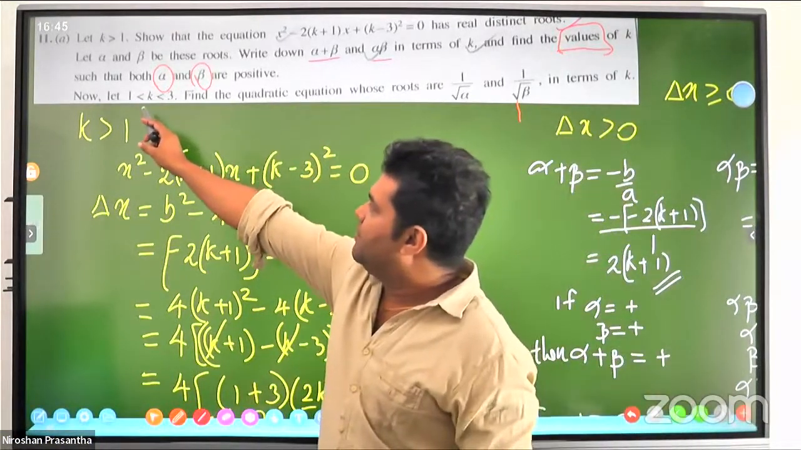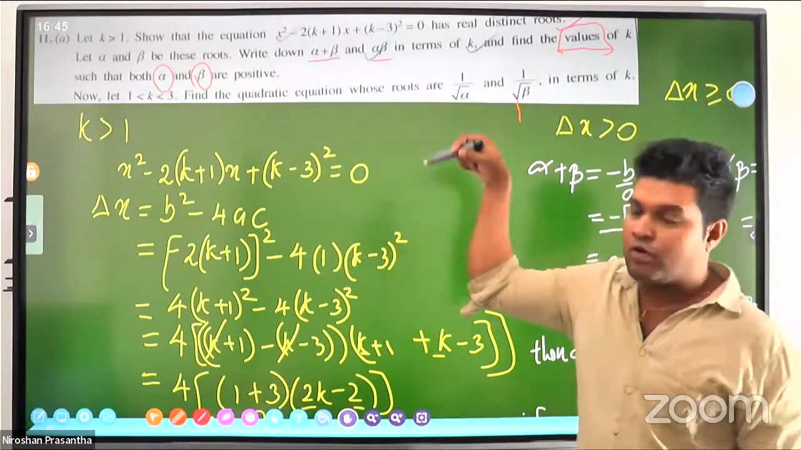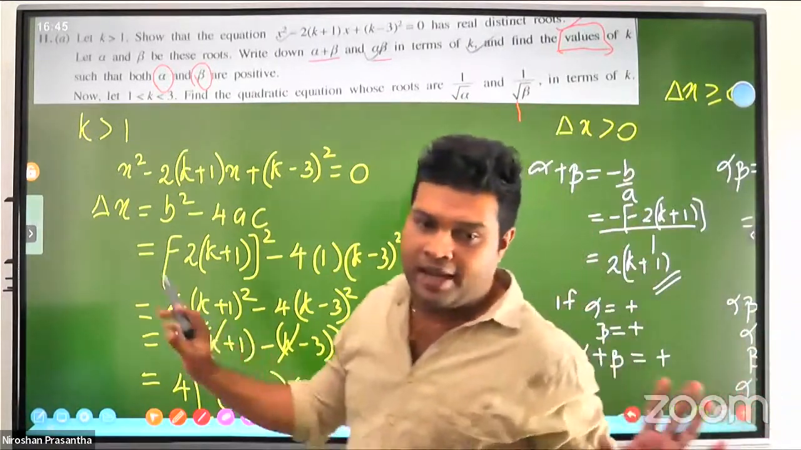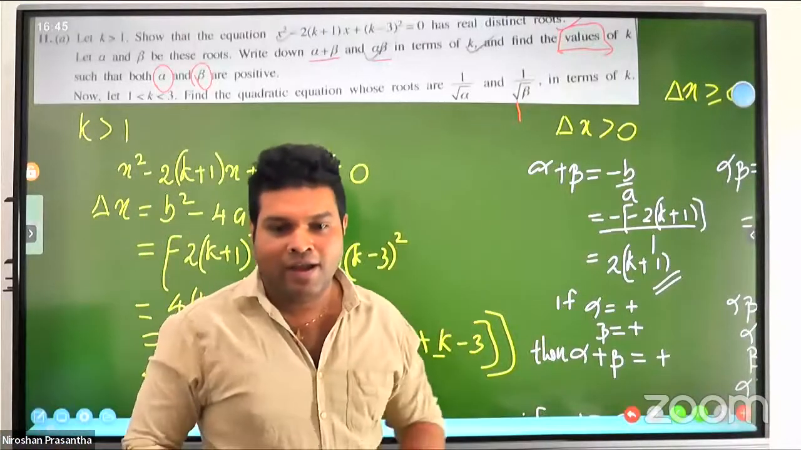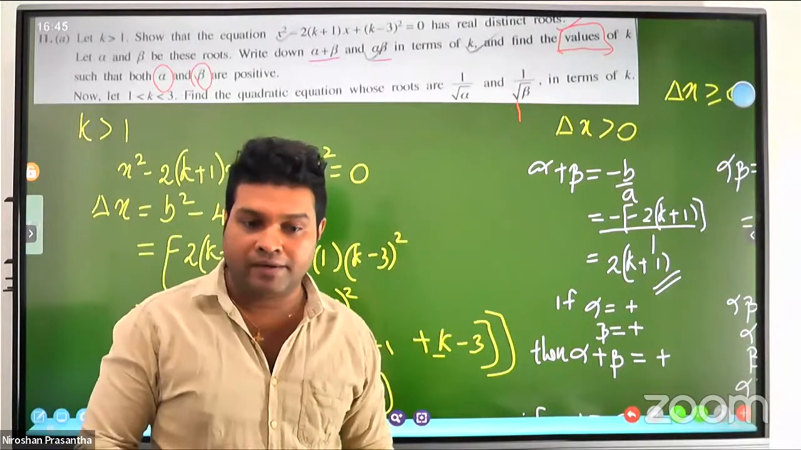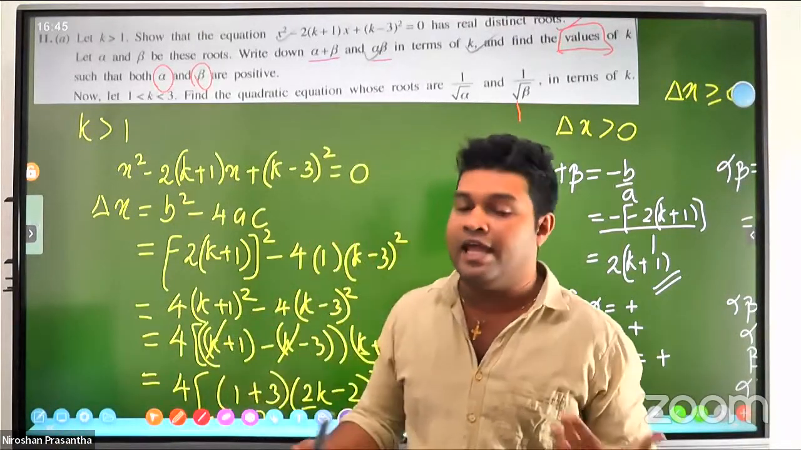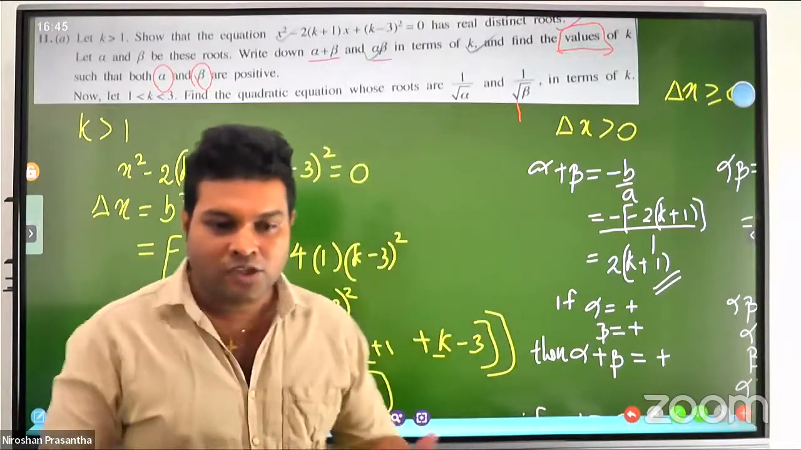Let k be between 1 and 3 and find the quadratic equation whose roots are 1 over root alpha and 1 over root beta. We can find the inverse of k. But before that, can you build confidence in the answer that we got, k greater than 1? If k is greater than 1, what are the possible values that k can take? 2, 3, 4, 5, 6.